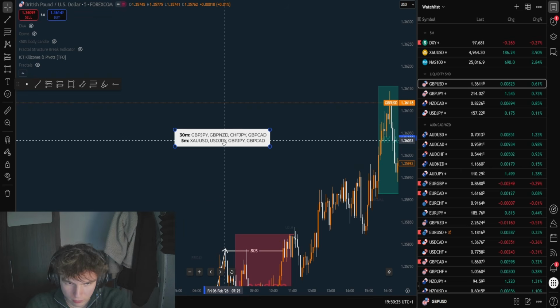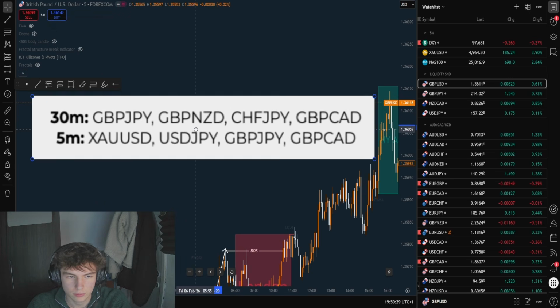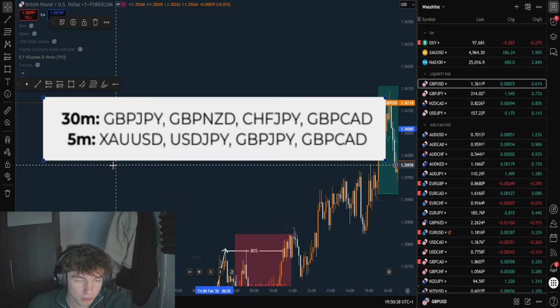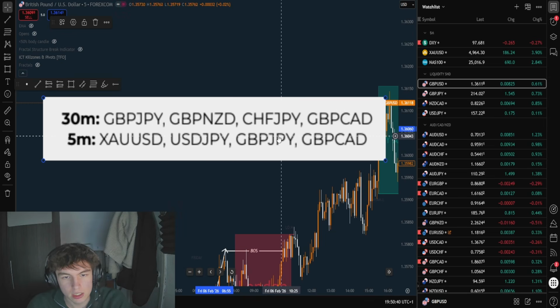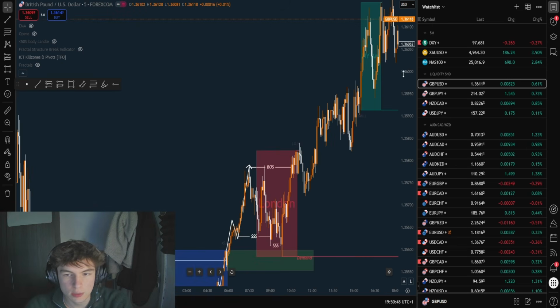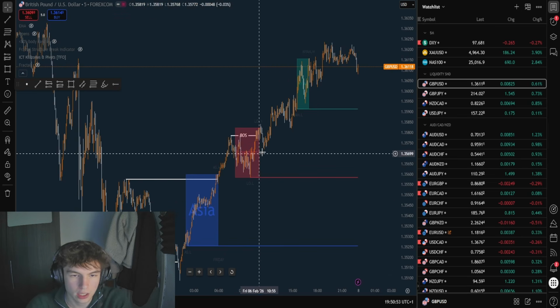Now, these are our pairs that we're going to be looking at. For the 30-minute time frame, GBP JPY, GBP NZD, CHF JPY, GBP CAD. On the 5-minute time frame, gold, USD JPY, GBP JPY, and GBP CAD. Why these pairs? Because these pairs often move very cleanly. Right, GBP USD, you can see that we get a clear bias for the day.